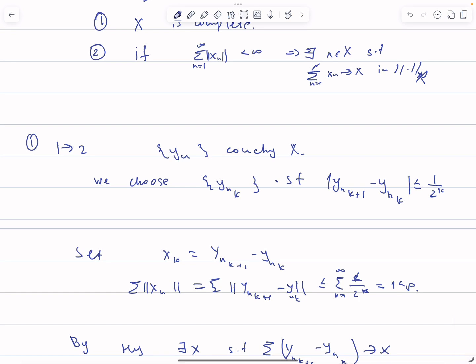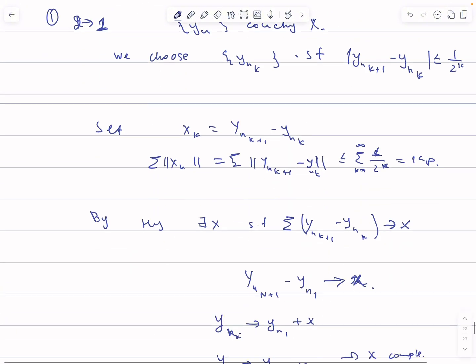Oh, sorry. Here we assumed the second one. From the second one, we go to the first one. So we proved complete. And now we prove from 1 to 2. From 1 to 2, what do we have? We have complete. It means the sum of the norms of xn is less than infinity.